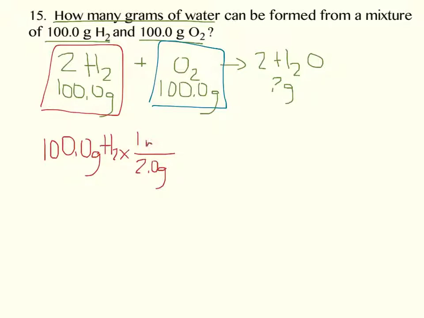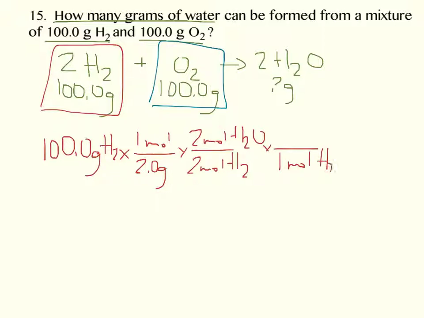2.0 grams for 1 mole. The mole-to-mole ratio says 2 moles of H2 for every 2 moles of H2O. But I'm actually looking for grams, so I'll have 1 mole of H2O is 18 grams of H2O, which gives me 900 grams of water.